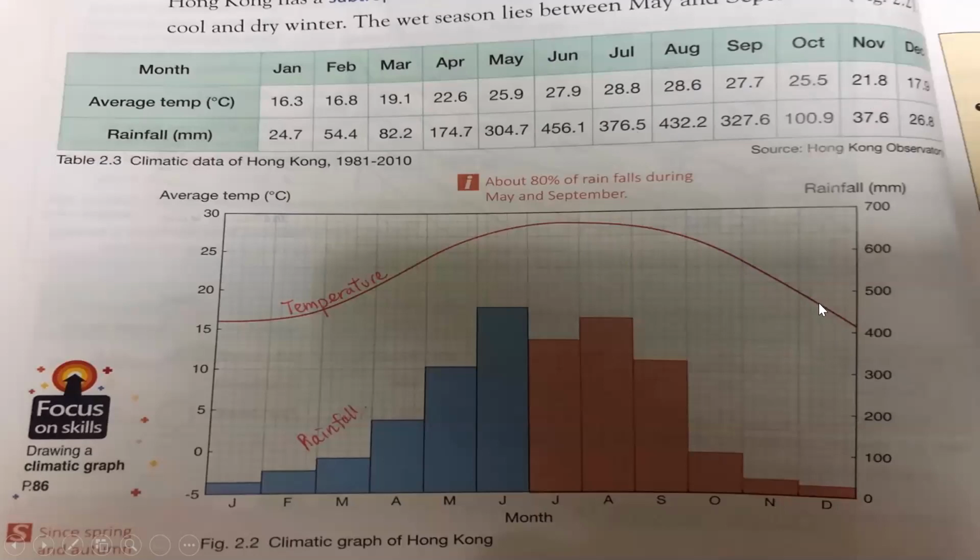And then the rainfall. Now look at January. Wow, it's just 24.7 something. And then it begins to rise. February, 54. March, 82. April, 174. May, wow, 300, okay, 300. And then June, 400 something. And then July it falls to 376 something. So this is how to interpret or read the weather chart.